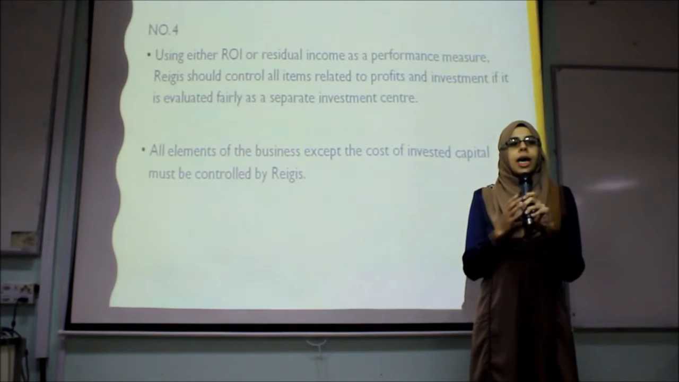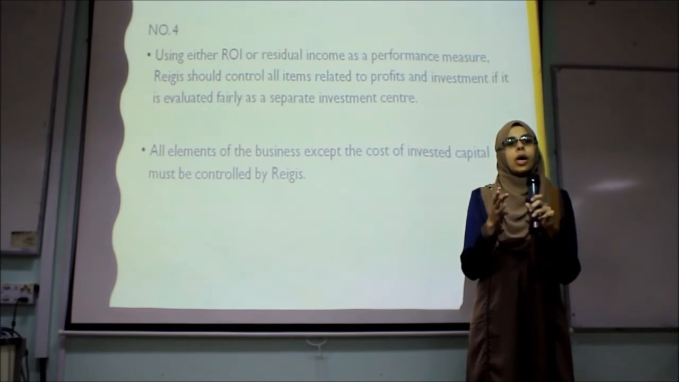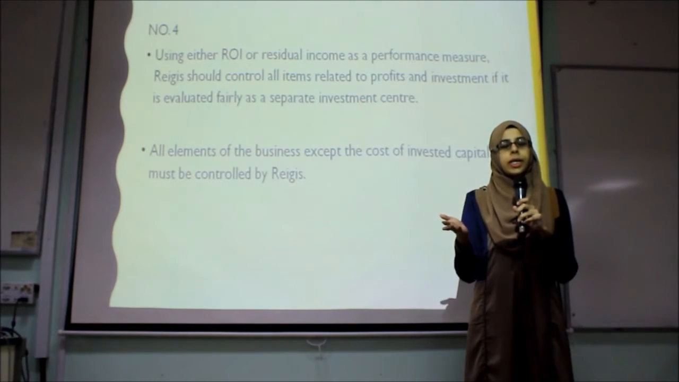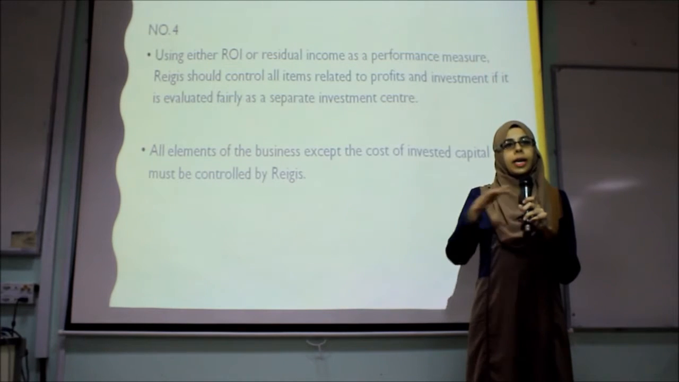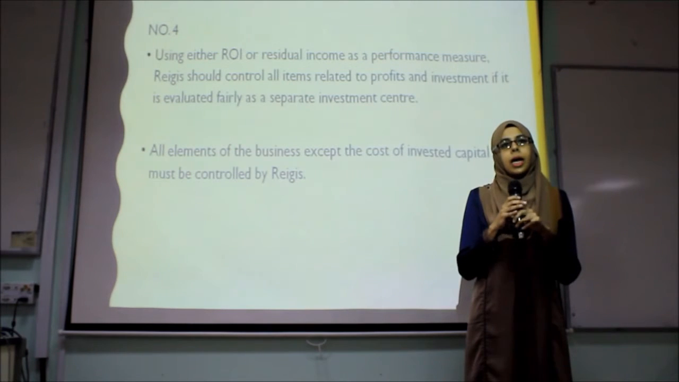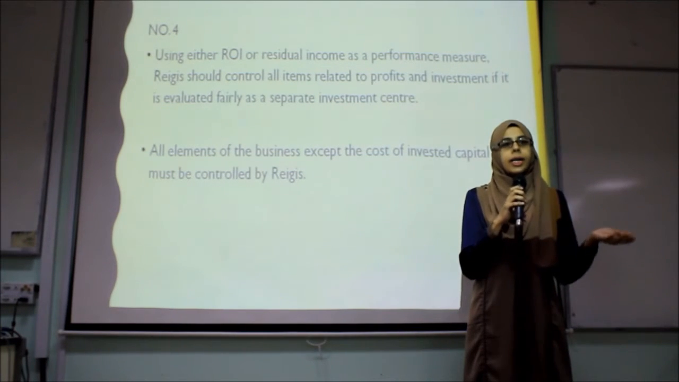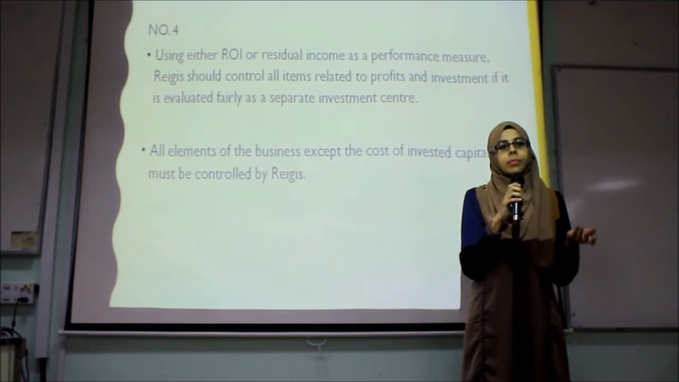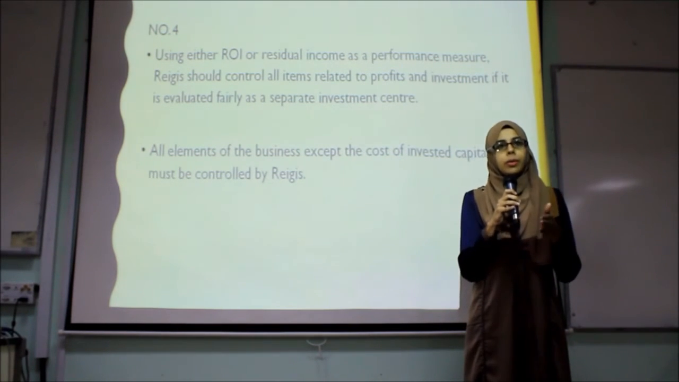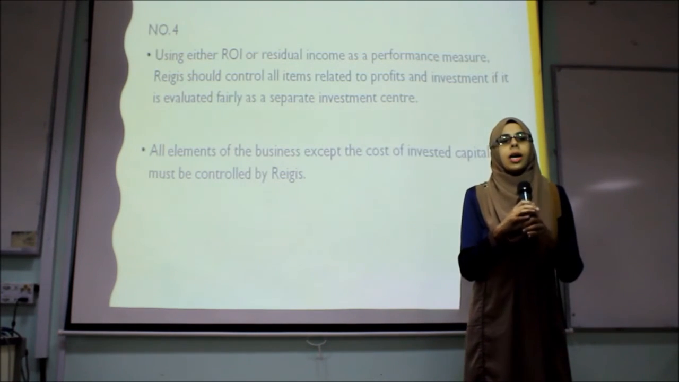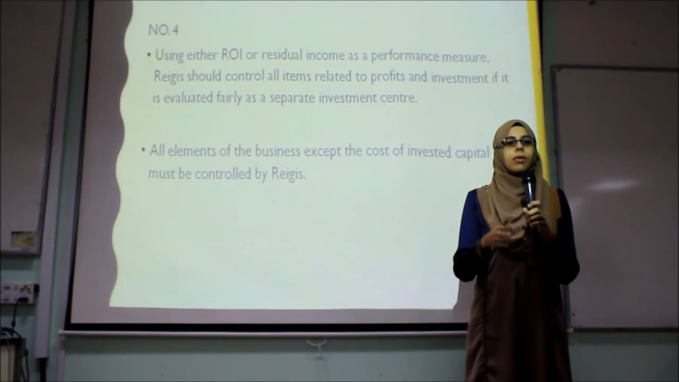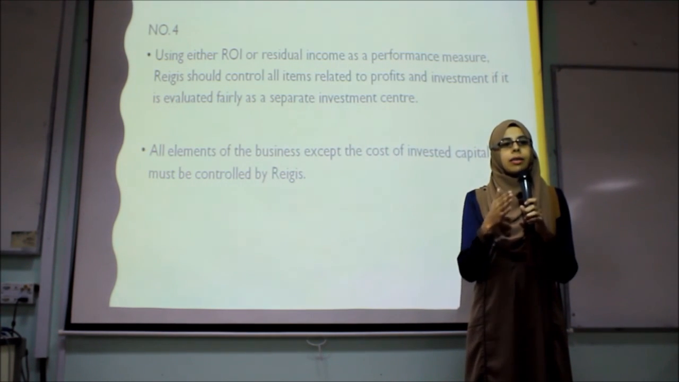For question number 4, Reigis should be able to control all the items related to profit and also the investment if it is to be evaluated fairly as a separate investment center. For example, while using ROI and residual income as performance measures, Reigis should be able to control all the items of the business except for the cost of invested capital.